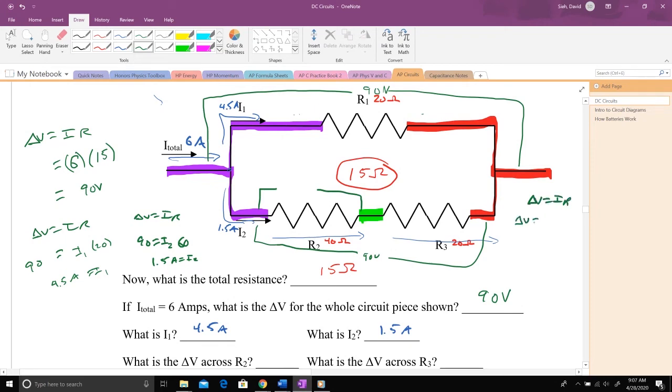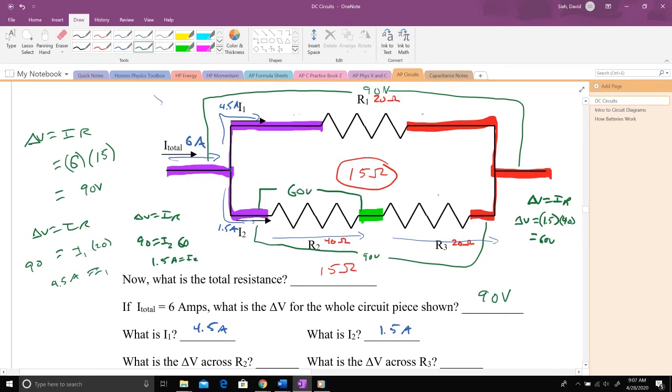This time, the delta V is what I'm trying to find. The current through that bottom branch we just found was 1.5 amps, and the resistance for just that first resistor is 40 ohms. So 1.5 times 40, that would be 60 volts. And so the delta V here is 60 volts.